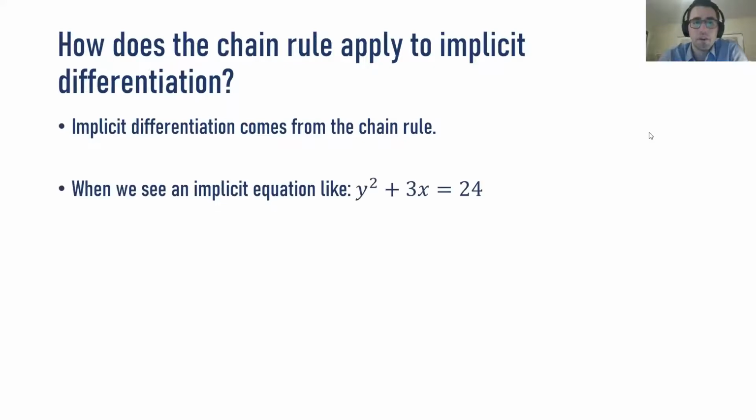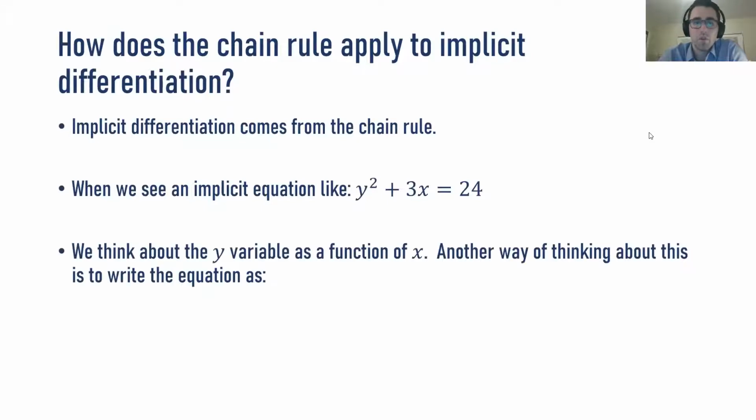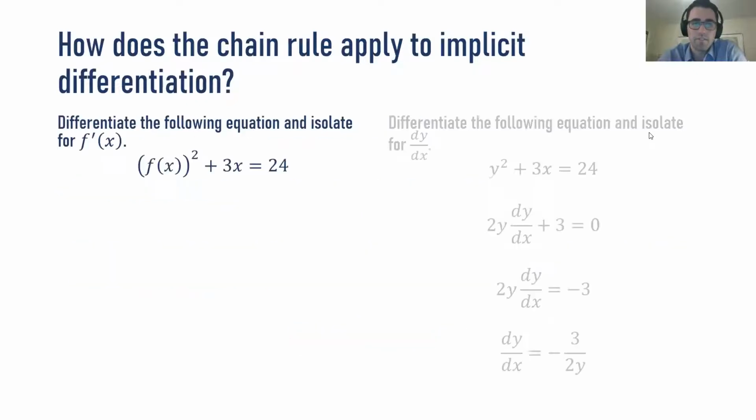So we might see an implicit equation like this, y squared plus 3x equals 24. We can think of the y variable as a function of x. Another way of thinking about this is to write the equation as such. Instead of thinking of just y, we can think of the y as a function of x. And so we can think of that as f of x.